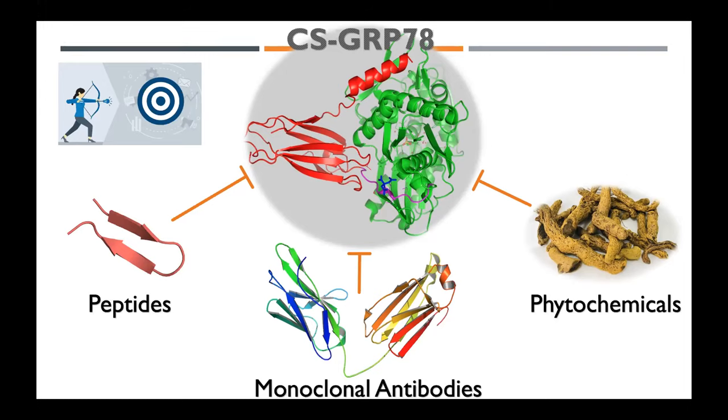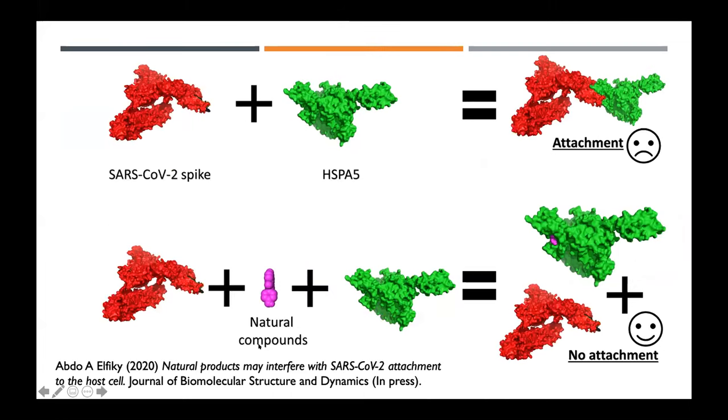We can target the cell surface GRB78 with peptides or monoclonal antibodies or phytochemicals. There is a lot of work that used these three types of targeting mechanism against different types of cancers, because the cell surface GRB is overexpressed in any type of cell stress, like cancer. So in this study, I focused on some natural compounds that can interact with cell surface GRB, and so can inhibit the recognition between spike protein and GRB78.